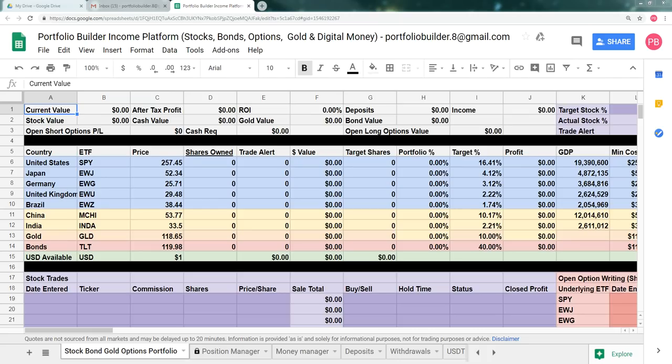In this video, I'm going to teach you how to use the Portfolio Builder income platform to generate retirement income for the rest of your life. This is a Google spreadsheet that is unique to your account and is shared and managed by Portfolio Builder. When we create updates to the technology, we can automatically flow this upgrade straight to your spreadsheet.